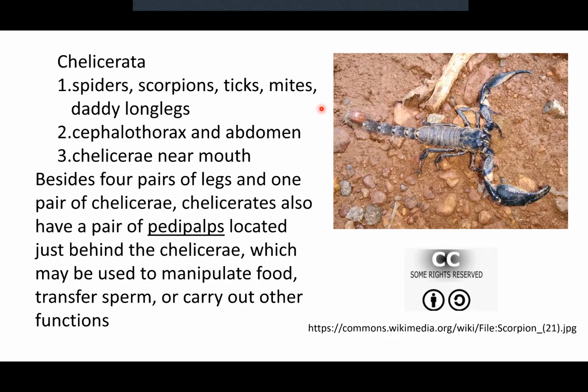So chelicerates have a cephalothorax and an abdomen. They have a structure called chelicerae near the mouth. They've got 4 pairs of legs. Again, 1 pair of chelicerae. They have a pair of pedipalps located just behind the chelicerae, which can be used to manipulate food, transfer sperm, or other functions.